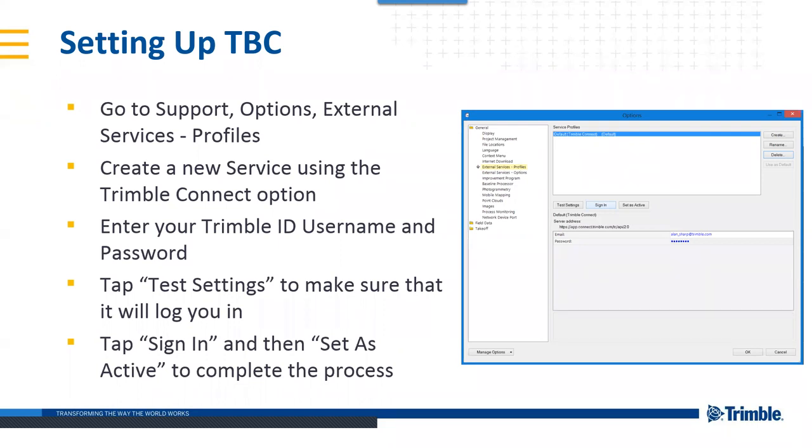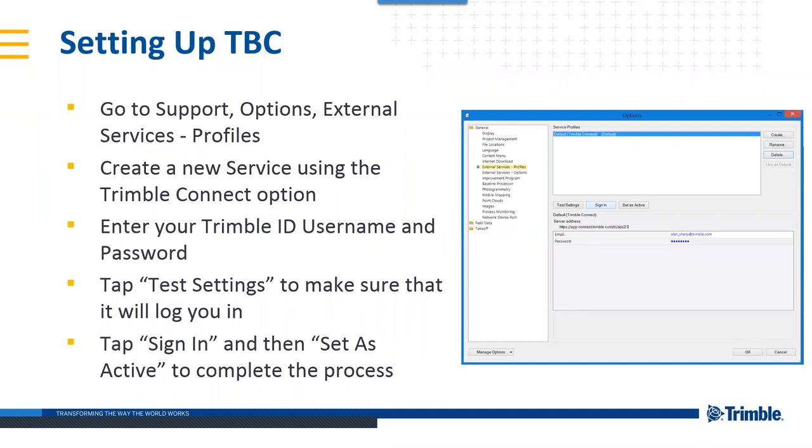That is your Trimble ID information, and once you've done that you hit the test settings button, and that will then just check that your login will work. And once you see that that works, if it doesn't work, then you have to fix your email and password. If it did work, then you can click the sign in button. And once you've done that, you can then say set as active.